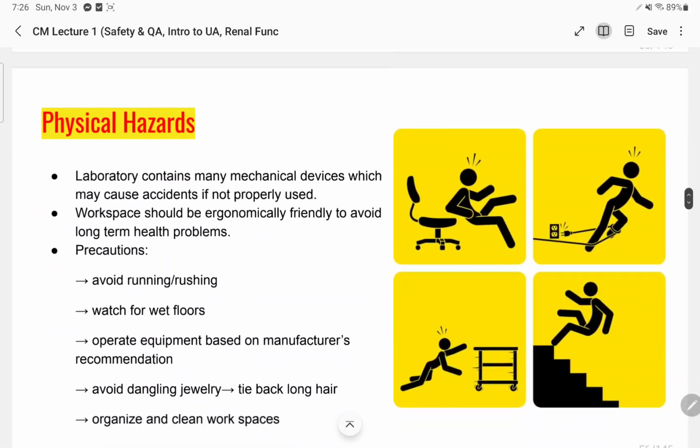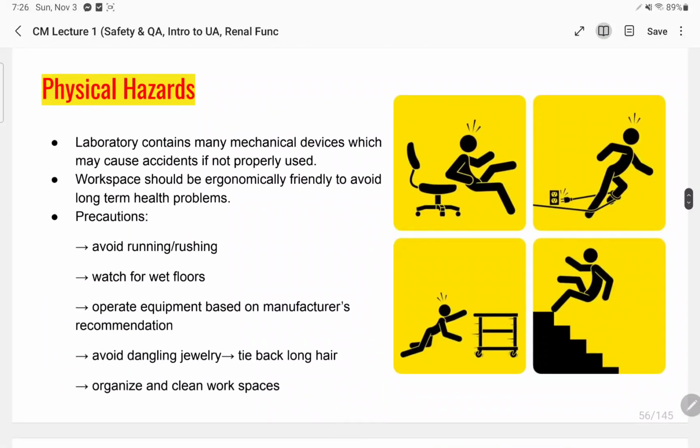Okay, so that's for sharp hazards. Next, physical hazards. The laboratory contains many mechanical devices that can cause accidents if left lying around. The workspace should be ergonomically friendly to avoid long-term health problems. In the picture, someone tripped on a wire that was just left lying around, or slipped on stairs.